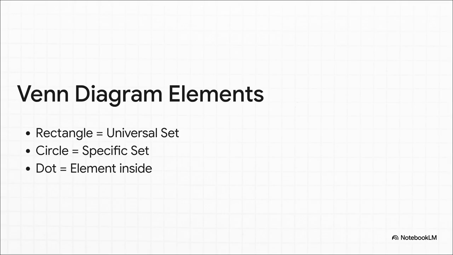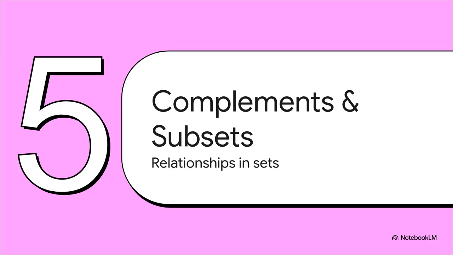But here's the catch. Each one must have a little dot right next to it. Seriously, no dot, no marks on the test. Rectangle for everything, circle for the group, dot for the item. Section 5, Complements and Subsets. Let's see how these groups interact.